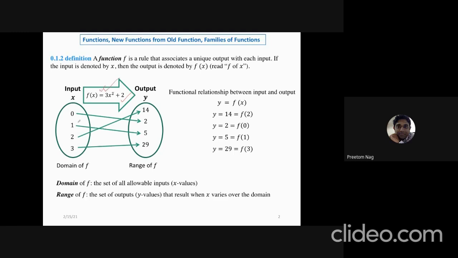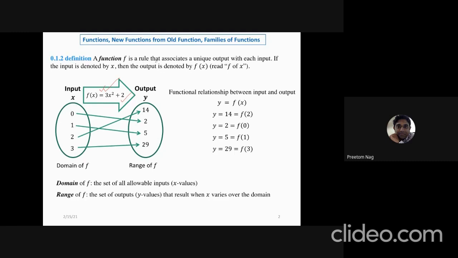Okay, and you can see for each input, this set I am now denoting by input, and we denote this set by output. So then you will be able to see here that each input has only one output, or one element in the output set is assigned only with one element in the input set. So that is a very crucial point for defining a function.